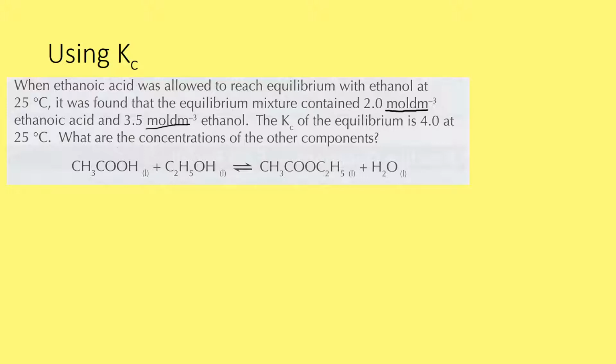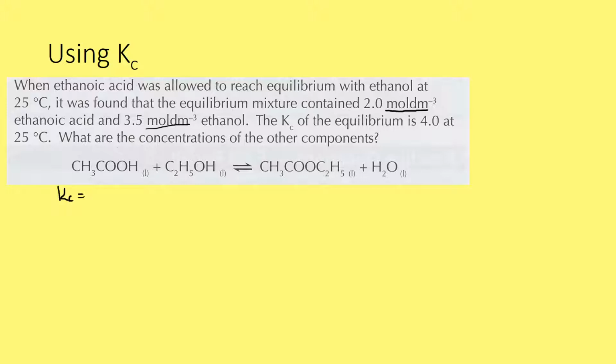So they're giving us concentration, so we don't have to work that out. That's quite easy. And they're also giving us the Kc. So the Kc of the equilibrium is 4 at that particular temperature. It wants us to calculate the concentrations of the other components, i.e. the ester and water. So the first thing we should do is write down the expression for Kc.